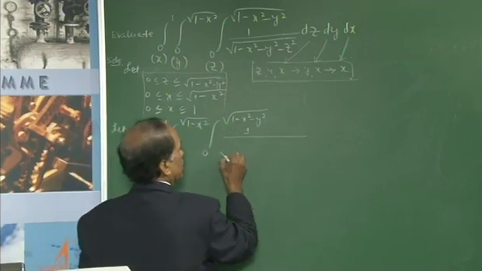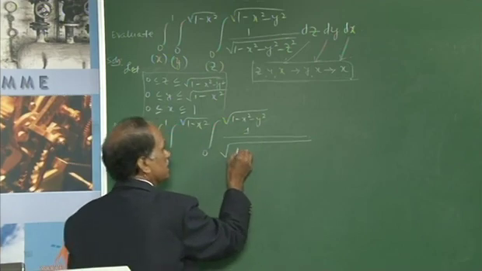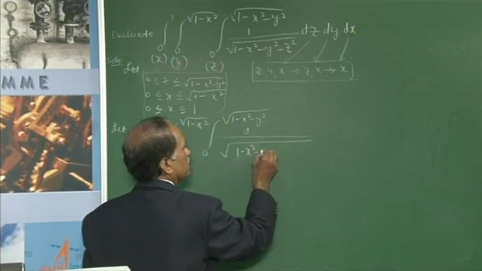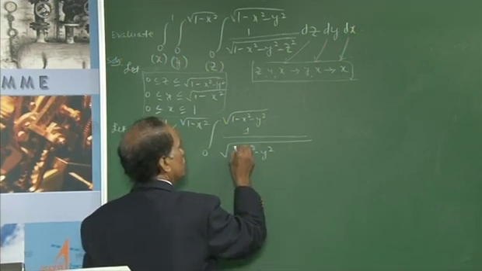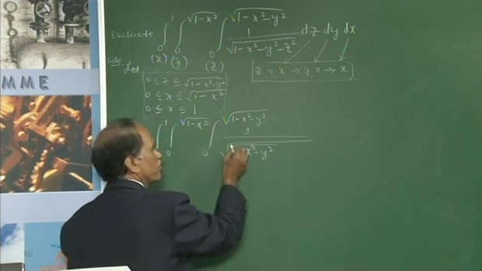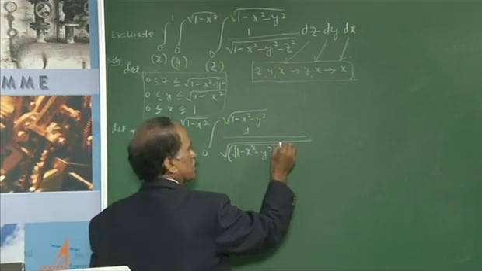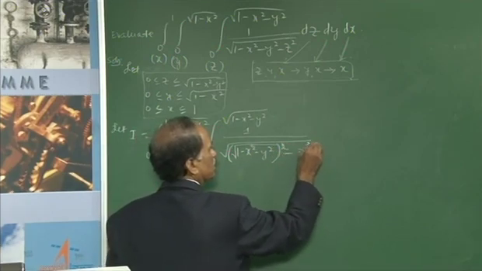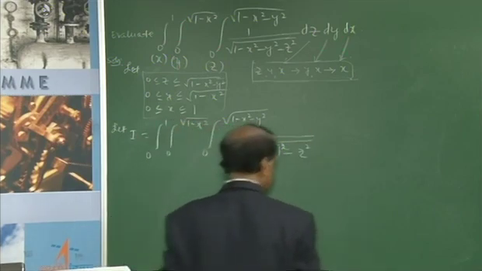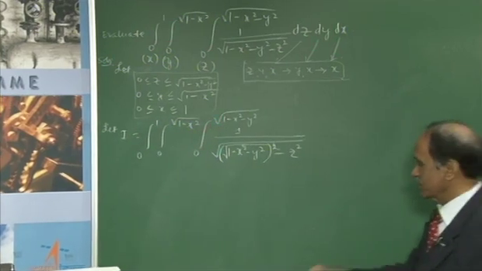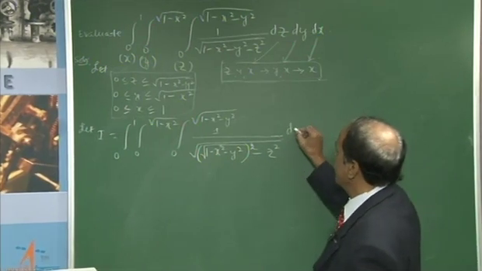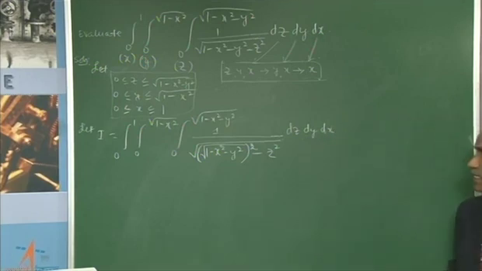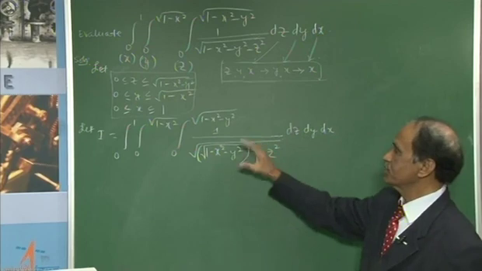Okay. Then under the root you can rearrange 1 minus x square minus y square. Under this, one more square root sign you apply, that means whole square you can write, minus z square. Then you will designate dz, dy and dx.